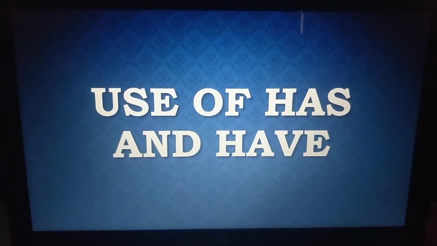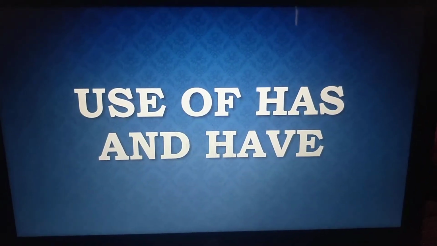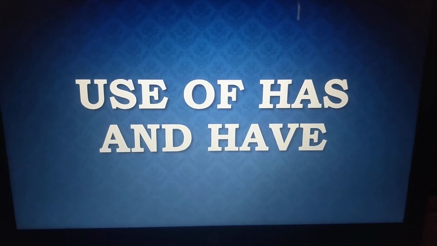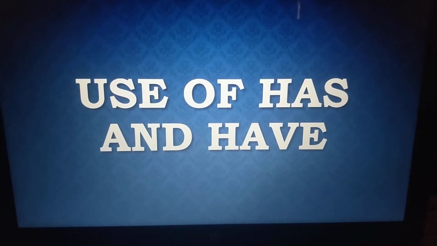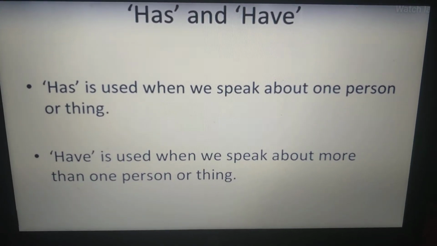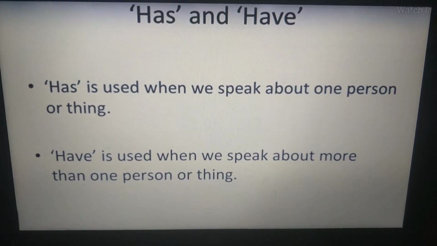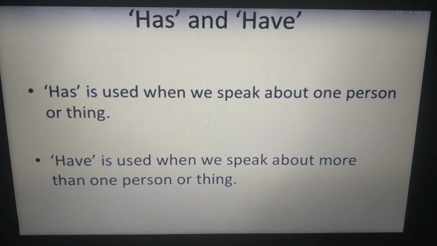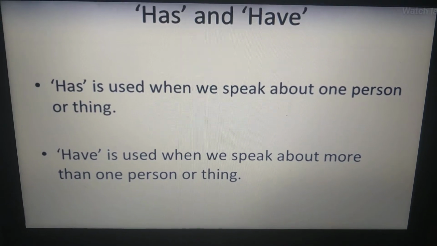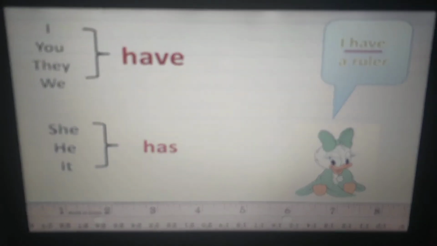Today I am here to teach you a new English topic, that is has and have. And today we are also going to learn how we use has and have in a sentence. So let's start. We use has when we speak about one. Always remember, one person or a thing. We use have when we speak about more than one. More than one, remember. When we speak about more than one person or thing.